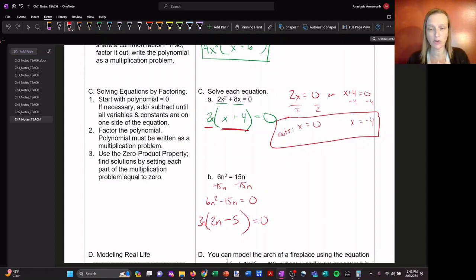Now I have a factored polynomial. I've got a multiplication problem equal to 0. So now I can use my zero product property. Either 3n equals 0 or 2n minus 5 equals 0.